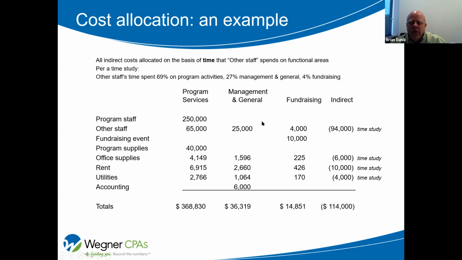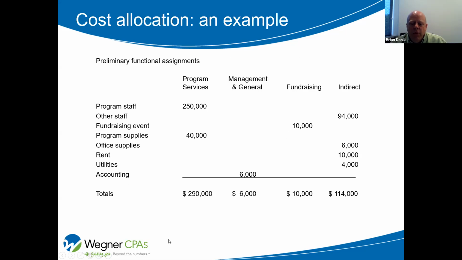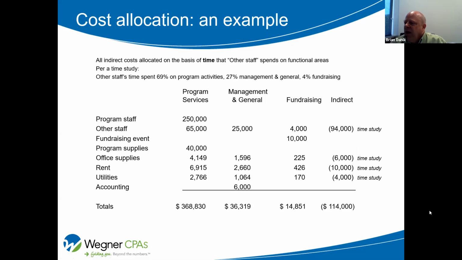One way to do it would be to allocate the indirect costs all on the basis of time. There may have been what we call a time study done to determine that the staff's time was spent 69% on program activities, 27% on management in general, and 4% on fundraising.